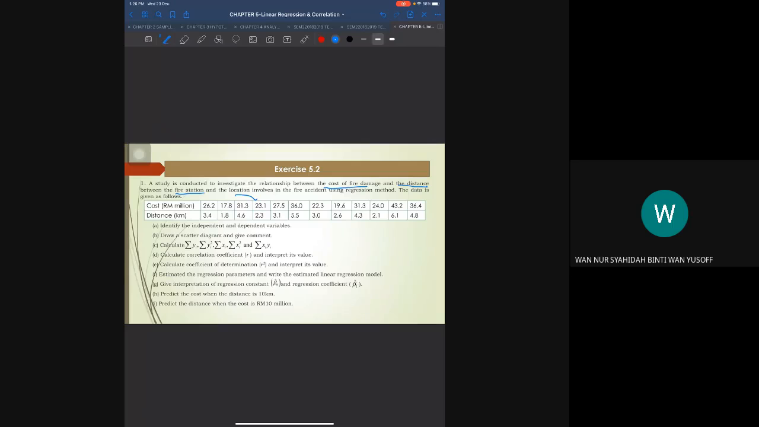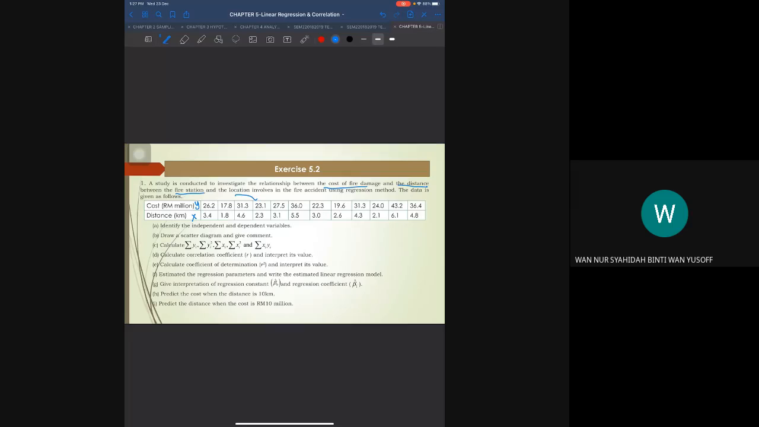Here, it is based on common sense, which one depends on which one. There is no rule to decide, for example that the first row is X or Y. You have to go by the question, and also by our common sense, which one depends on which one. So X is the distance, and cost depends on distance, so cost is Y.